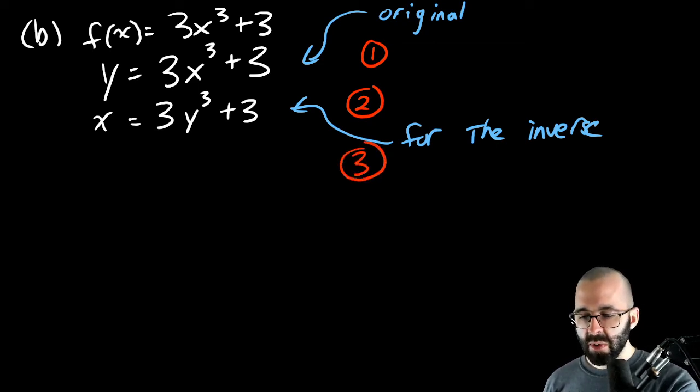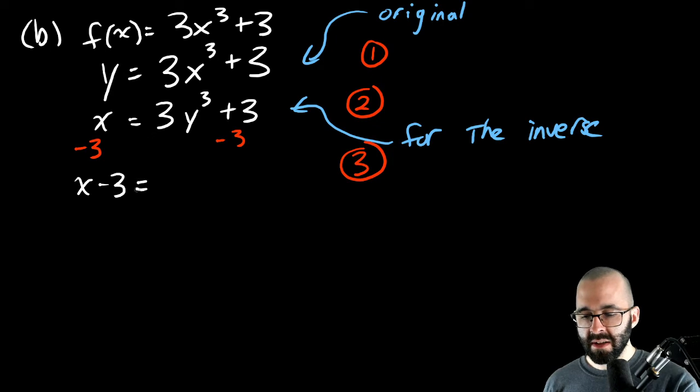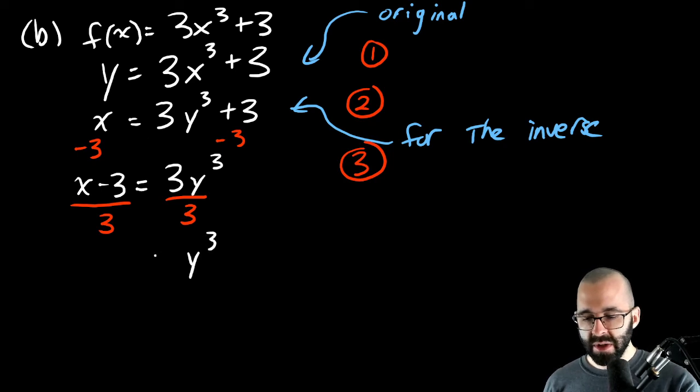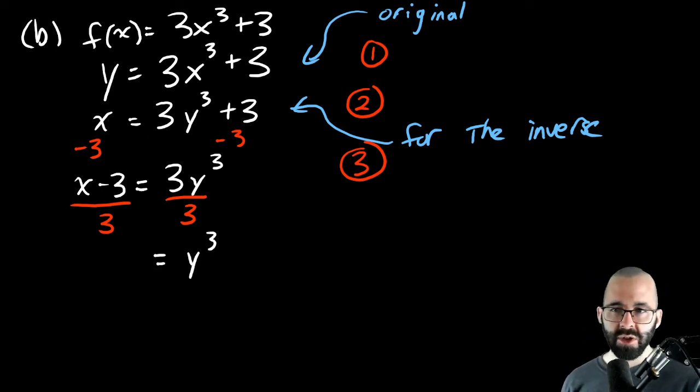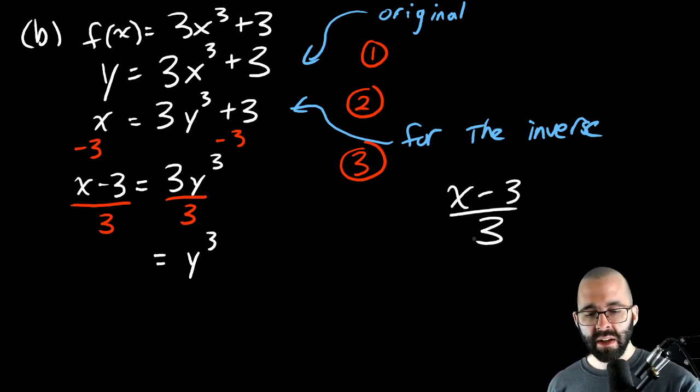How do we solve for y? Well, we're going to subtract 3 from both sides. The left-hand side is now x minus 3. The right-hand side is just 3y cubed. We need to undo this 3, so we're going to divide both sides by 3. That's going to give us y cubed equals... There are 2 ways of doing this. You can write it as x minus 3 over 3. That's fine.